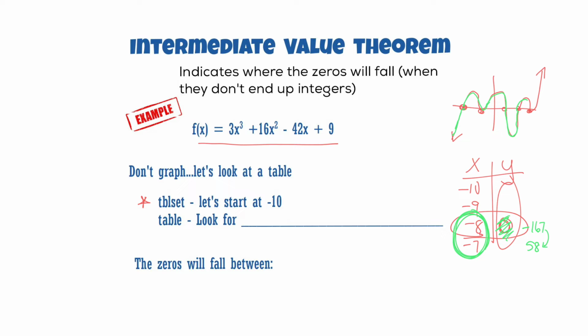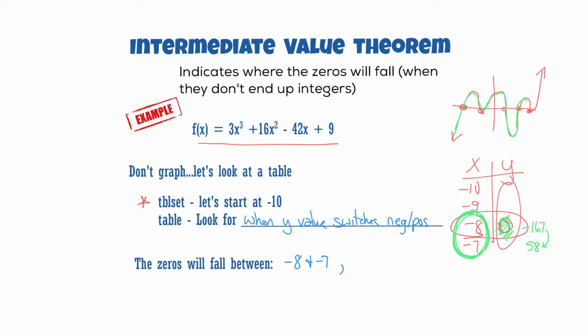All right, so for your notes, let's go ahead and write. We're looking for when the y value switches, I'm just going to say negative to positive. And then I can list every place that I think the zeros will fall. So they're going to fall between negative 8 and negative 7. That's one place. And then I keep scrolling and I'm looking for it to happen again because it could happen more than once. Oh, there it happened.